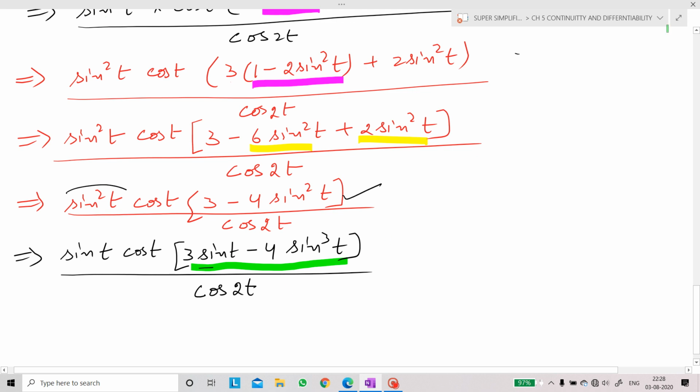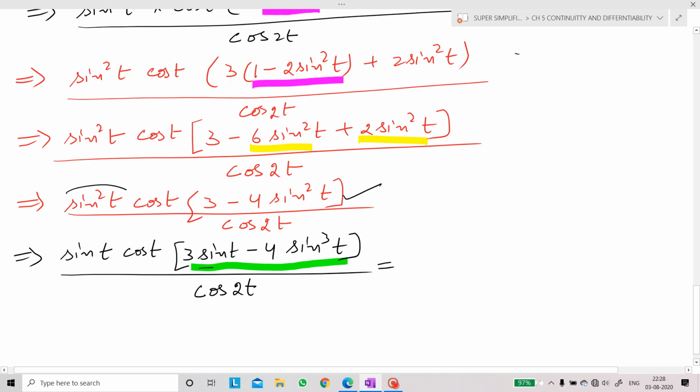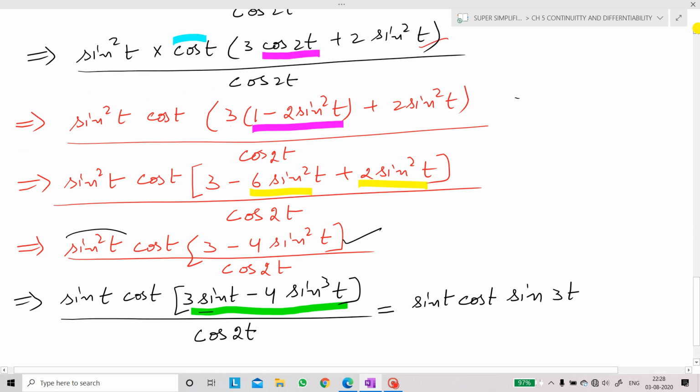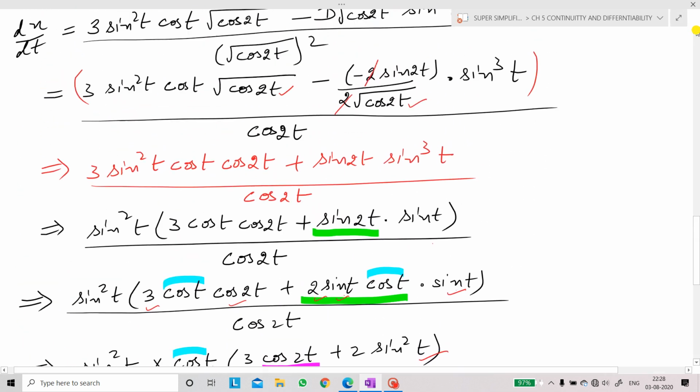So we will have sin t cos t into sin 3t whole divided by cos 2t, and I think we have left one power of cos 2t, so I think we have to retrieve it back.